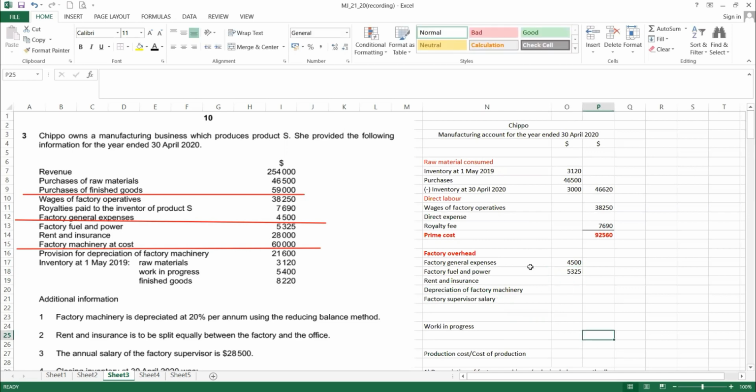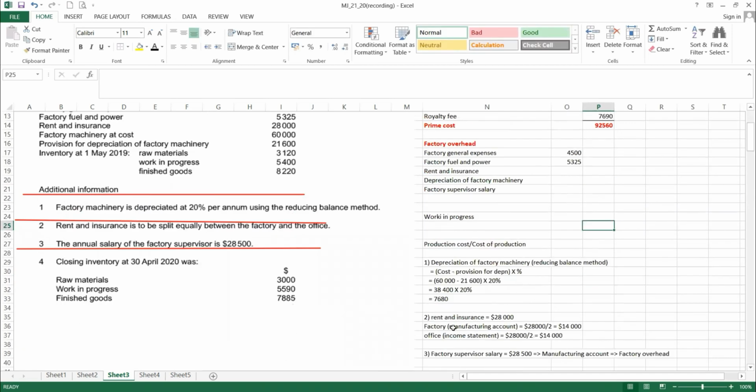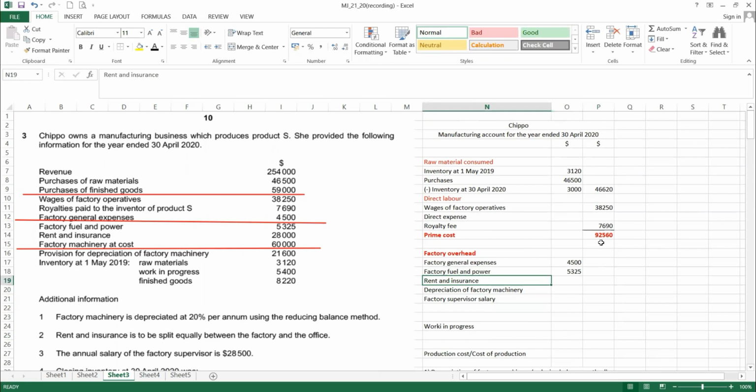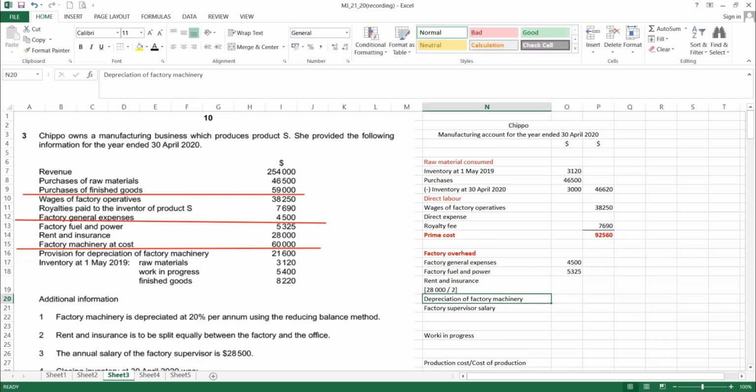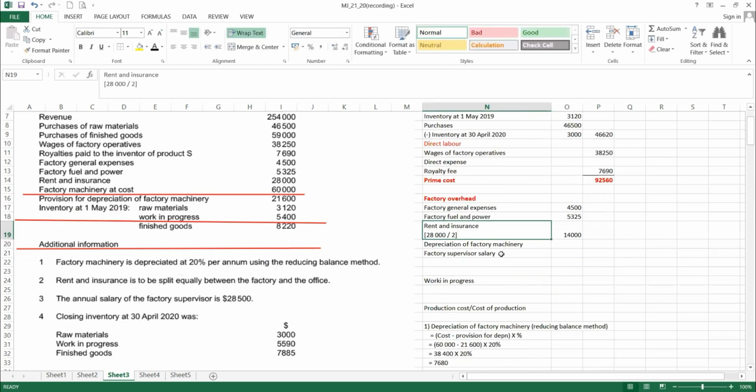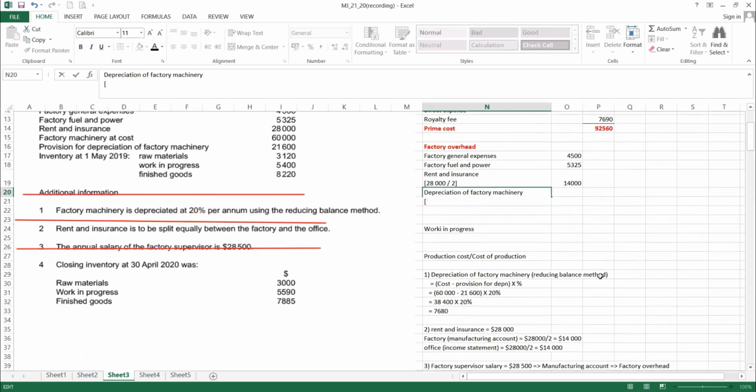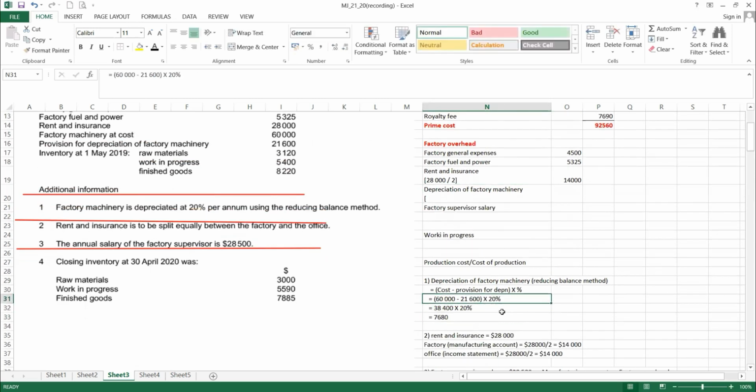But rent and insurance, they mentioned in the number 2 information. They say that split into half. So in this case, you show your working. Show the working, how you get the number. 28,000 divided by 2. So you get this amount, 14,000. Show the working beside your detail. And same thing, the depreciation. Okay, show your working, how you get the number. So I take this amount.